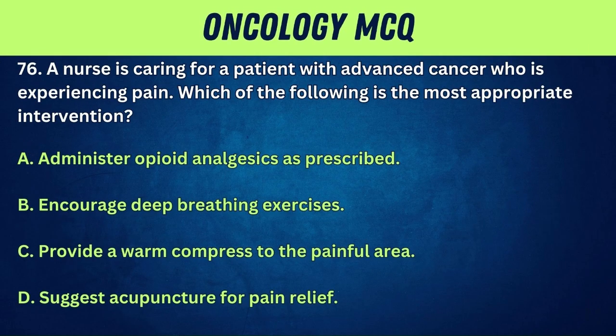76. A nurse is caring for a patient with advanced cancer who is experiencing pain. Which of the following is the most appropriate intervention? A. Administer opioid analgesics as prescribed. B. Encourage deep breathing exercises. C. Provide a warm compress to the painful area. D. Suggest acupuncture for pain relief.